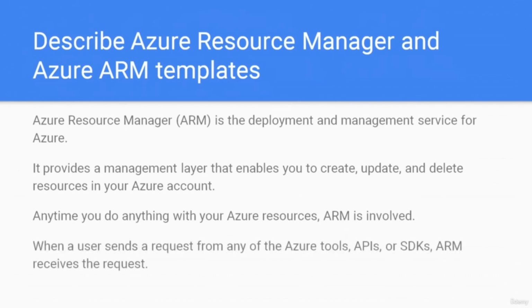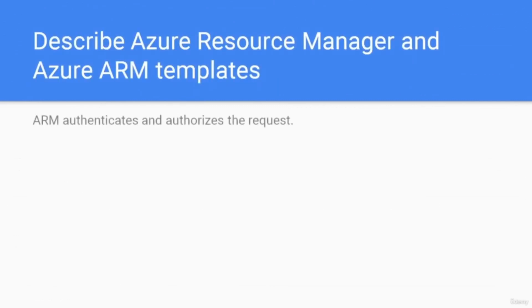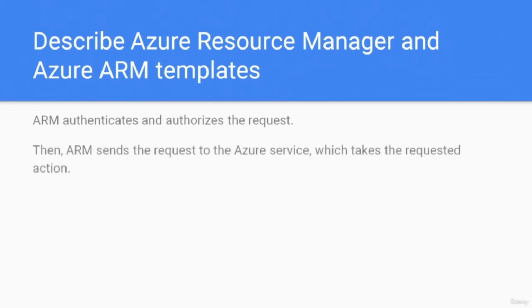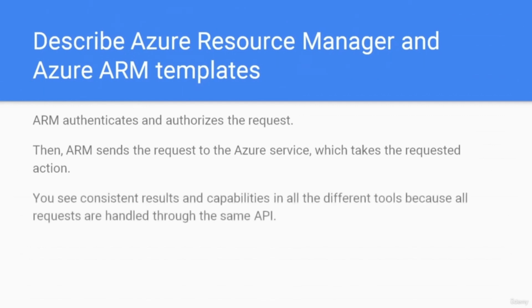When a user sends a request from any of the Azure tools, APIs or SDKs, ARM receives the request. ARM authenticates and authorizes the request. Then ARM sends the request to the Azure service, which takes the requested action. You see consistent results and capabilities in all the different tools because all requests are handled through the same API.